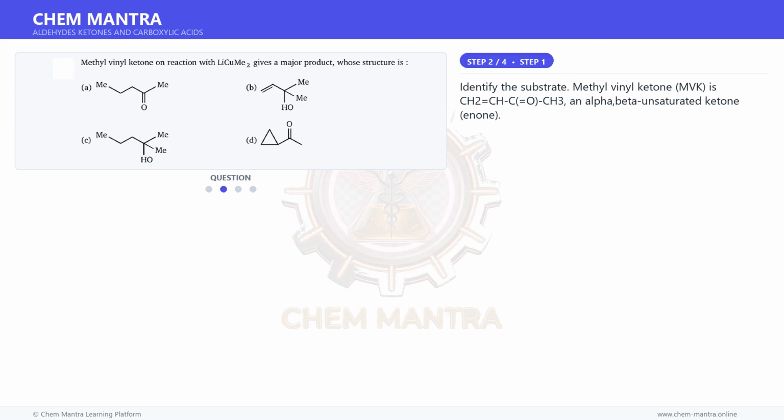Moving on to the next step. Identify the substrate. Methyl vinyl ketone, MVK, is CH2=CH-C(=O)-CH3, an alpha, beta unsaturated ketone, an enone. Moving on to the next step. Identify the reagent. Lithium dimethylcuprate, a Gilman reagent. It delivers a methyl nucleophile in a 1,4 conjugate fashion.